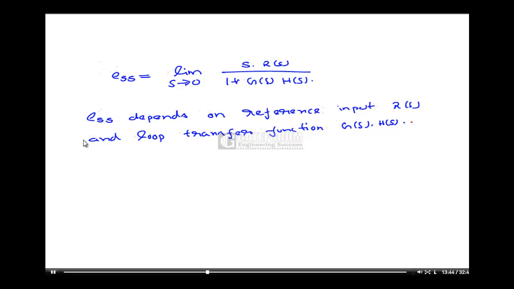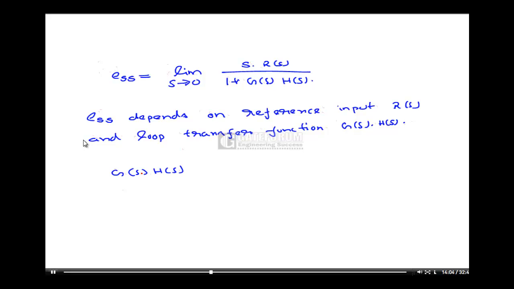Okay. So the loop transfer function depends on G(s)H(s), and the error depends on the input R(s). For R(s), we are going to take three different types: step, ramp, and parabolic. But the steady state error also depends on the transfer function G(s)H(s).